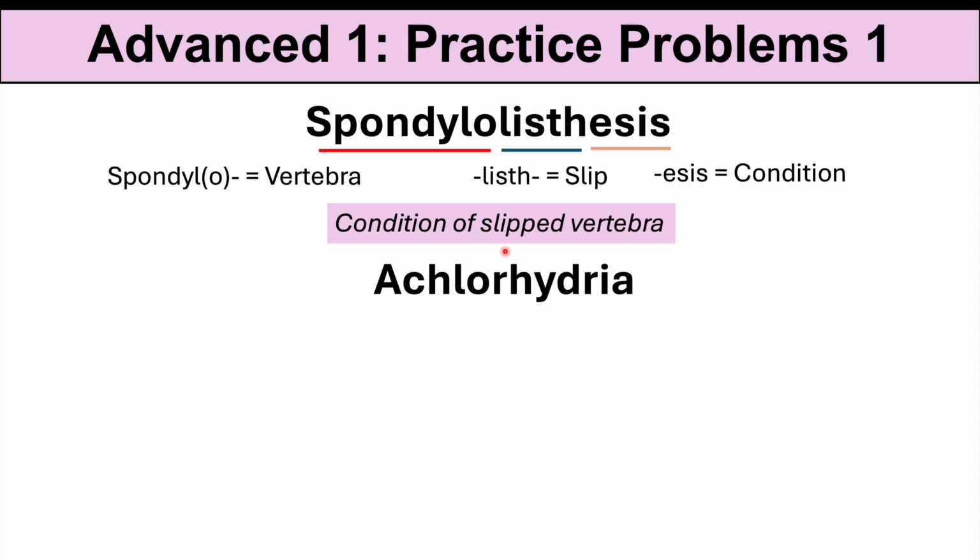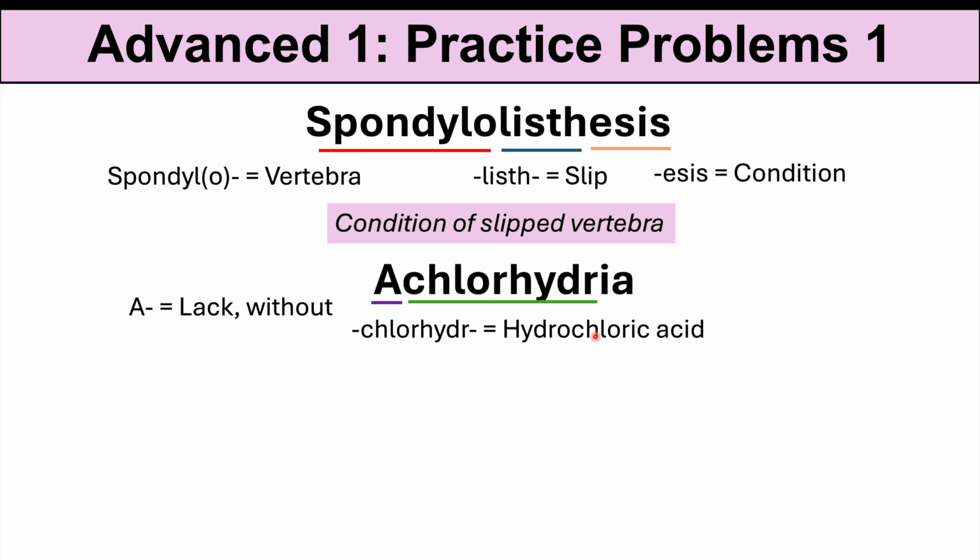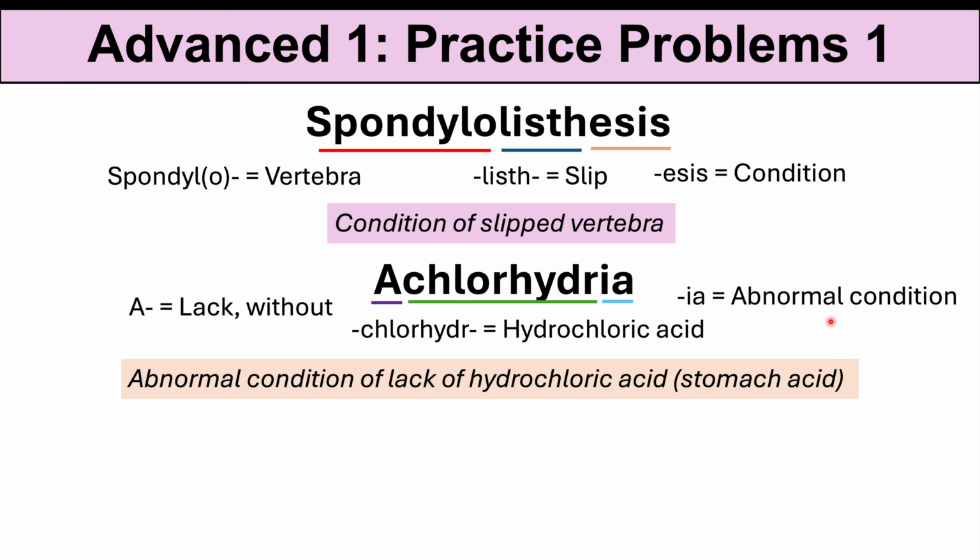The next term we're going to look at is achlorhydria. So we'll again break it down. We look at the prefix first, the a, which refers to lack or without. We'll then look at the root, chlorhydra, which refers to hydrochloric acid. And the suffix ia refers to an abnormal condition. So again, if we put all these together, this term achlorhydria refers to an abnormal condition of lack of hydrochloric acid. And more specifically, it's going to be regarding a lack of or very low levels of stomach acid.